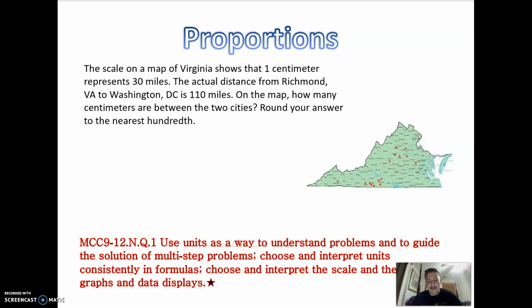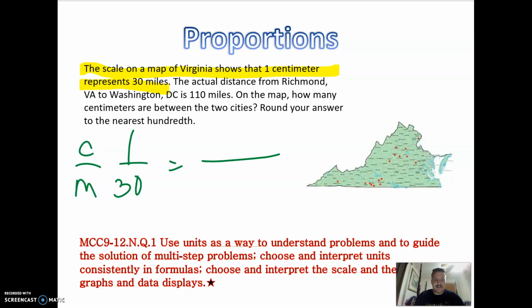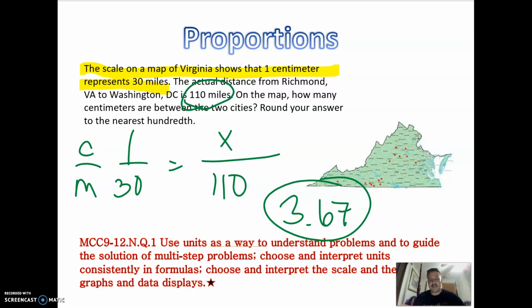A map. On a map, the distance on the map represents the distance in real life. They said that the scale of this map is that 1 centimeter represents 30 miles. So we would say centimeters to miles. 1 centimeter is the same as 30 miles. So now to set up our ratio, they say that DC is 110 miles. So we'd line that up with miles, and then we would just make our x to solve it. Okay, and you end up getting, if you do this correctly, 3.67. Now, why did I write my answer in a decimal? Because look at the directions. It says to the nearest hundredth.